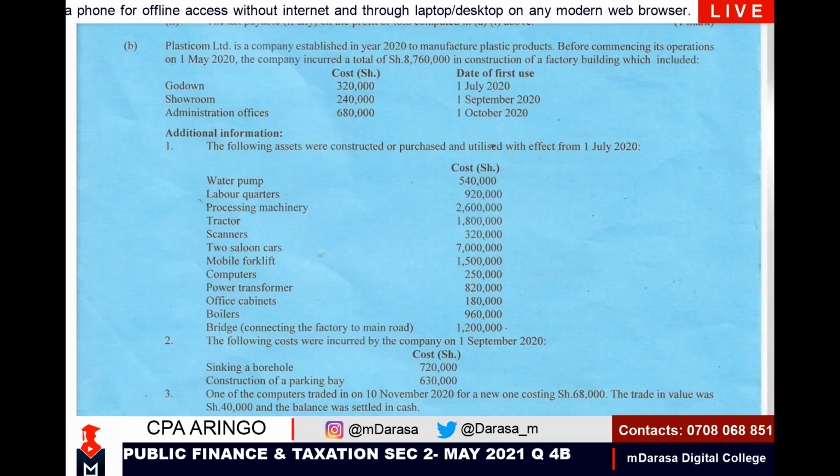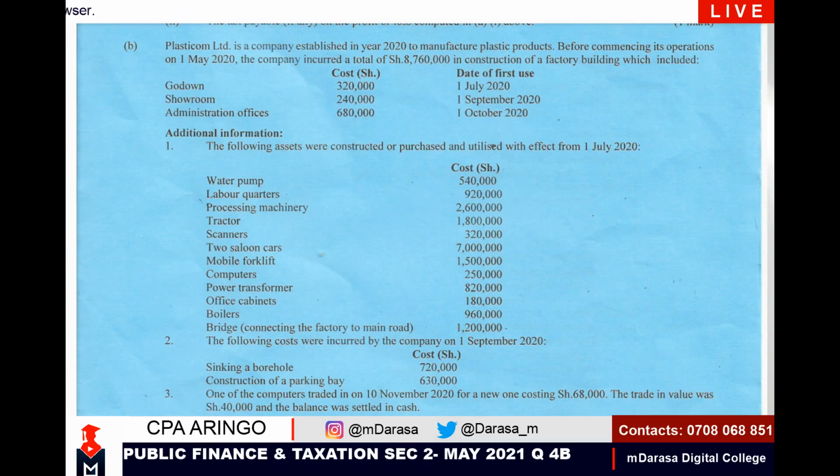Believing that we've taken a screenshot, we are told that Plasticom Limited is a company established in 2020 to manufacture plastic products. Before commencing its operations in May 2020, the company incurred a total of 8,760,000 in construction of a factory building, which included an IBD item, showroom, and administration offices. These costs were included in the cost of the factory building.